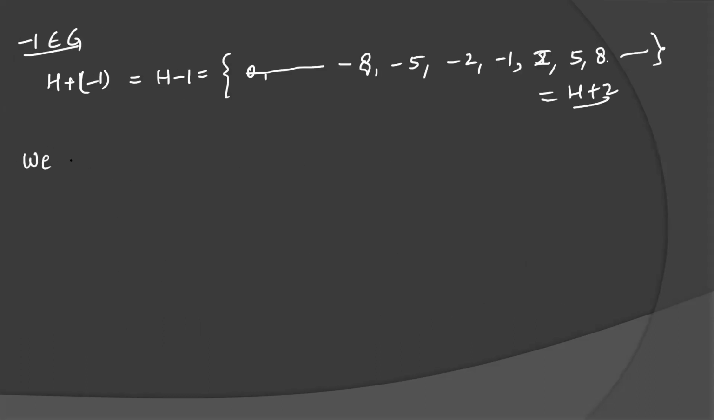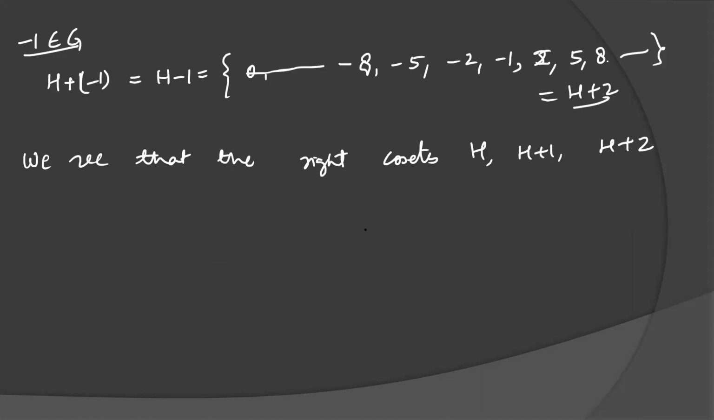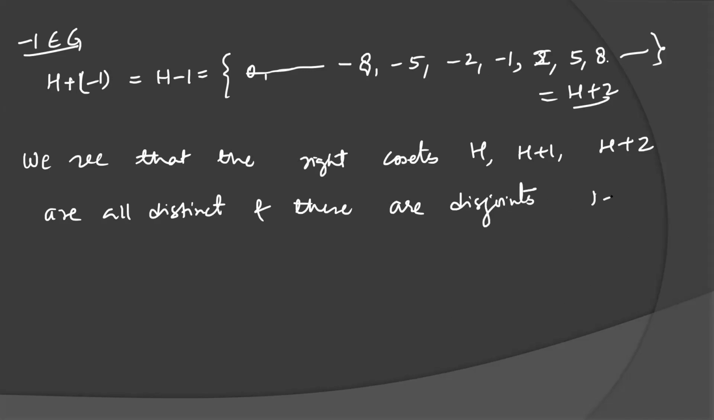So we see that the right cosets H, H plus 1, H plus 2 are all distinct, and others are equal to these 3 only. And these are disjoint also. Means there is no element common in these cosets. Disjoint means have no common elements.